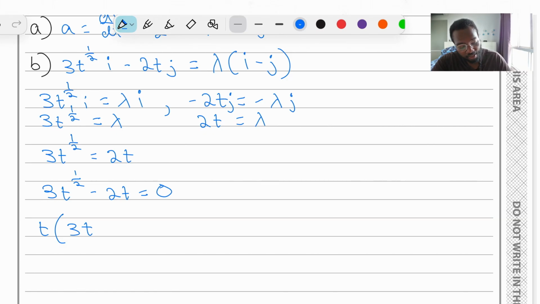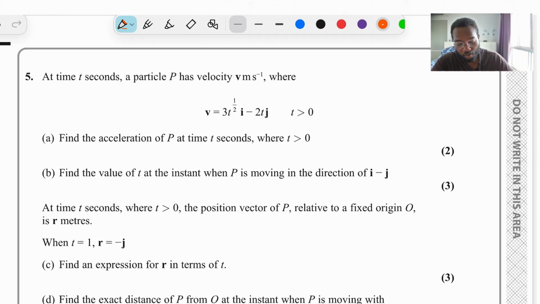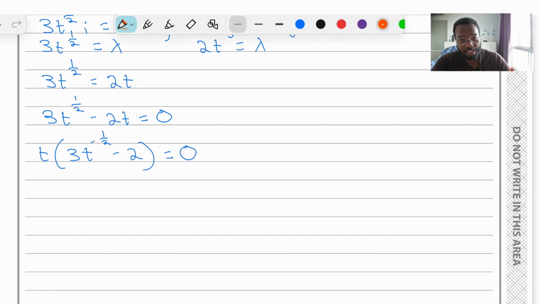Now what would that be in the brackets? That would be 3t to the power of a negative half, because if you do t times 3t to the power of a negative half, you would get 3t to the power of a half. So we get 3t to the negative half inside the brackets, and then we just get a minus 2 here, equal to 0. Therefore, t can equal 0, yes, but in the question, remember that it says t has to be greater than 0. Therefore, we don't want to take the solution where t is equal to 0. Therefore, we need to work out the solution where we have 3t to the power of a negative half minus 2 is equal to 0.